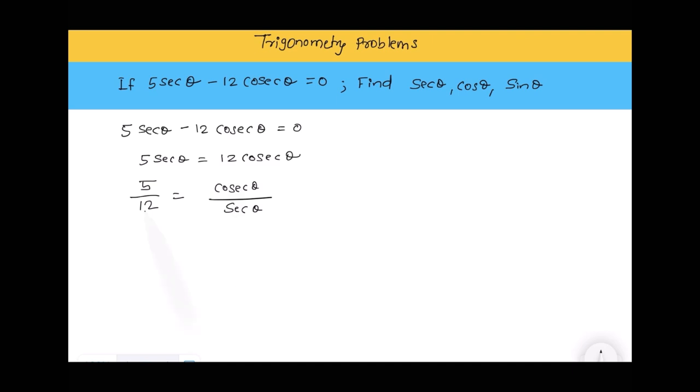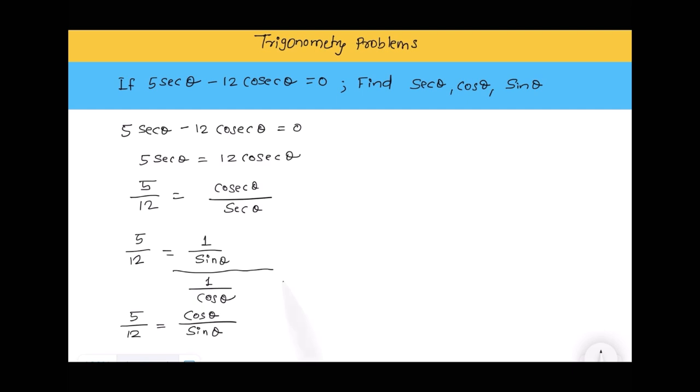So 12 came to denominator, so it became 5 by 12. Sec theta went to denominator when it went to other side, so cosec theta upon sec theta. Now if you remember, cosec theta and sec theta both are inverse of what? That's correct. Cosec theta is 1 upon sin theta and sec theta is 1 upon cos theta. Let's apply. So 5 upon 12 is equal to 1 upon sin theta divided by 1 upon cos theta. Let's rearrange the terms. 5 upon 12 is equal to cos theta upon sin theta.